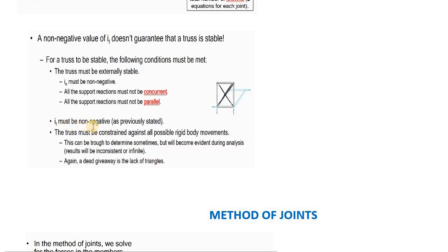While I sub t must be non-negative as previously stated, the truss must be constrained against all possible rigid body movement. That can be hard to determine sometimes, but it will become evident during analysis. That is, the result will be inconsistent or infinite. Okay, and again, a dead giveaway is the lack of triangles. So if you have a truss that is internally unstable and you introduce some triangles in the truss, this is going to make the truss internally stable.